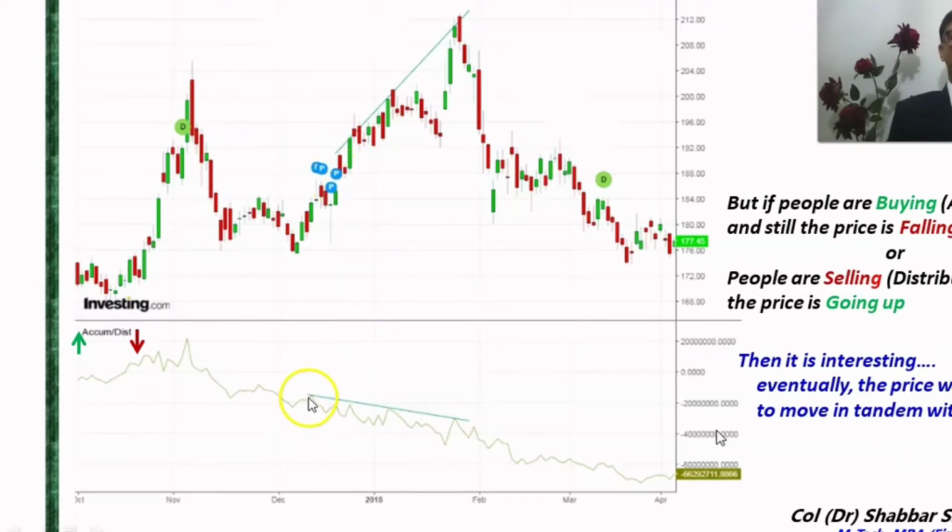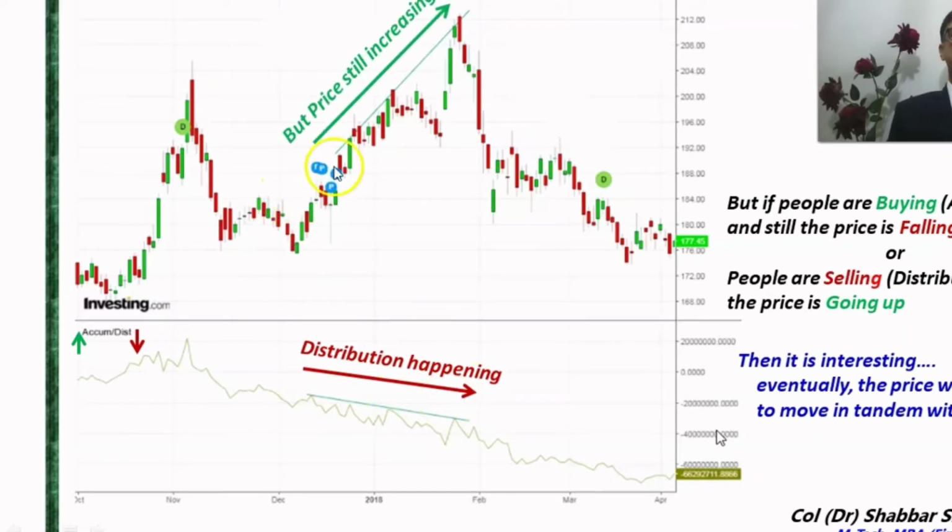You see from this point the slope is downwards, that means distribution is happening. People are selling, distribution is happening. So when distribution is happening, the price should have been coming down. But here an opposite thing is happening. You see from this point, as people are selling, distribution is happening, but the price is going up.